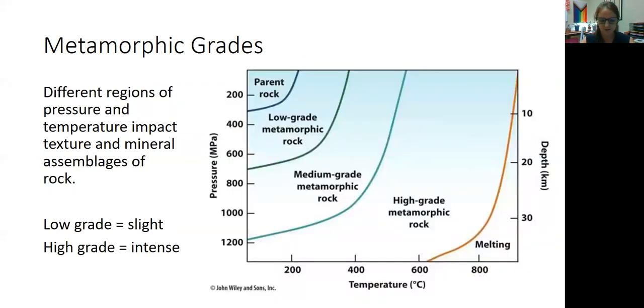All right, so as we've talked about, there are different grades to metamorphism. You start with the parent rock, the protolith, you add a little bit of heat and pressure, and you get low grade metamorphic rock. You add a little more heat and pressure, you get medium grade. You add a little bit more, you get high grade metamorphism. So there's this gradient of grades up until you get to melting, right? And remember, if it melts, it's then igneous. If it doesn't melt, if it stays a solid, then it's metamorphic. So low grade, slight metamorphism; high grade, intense metamorphism.